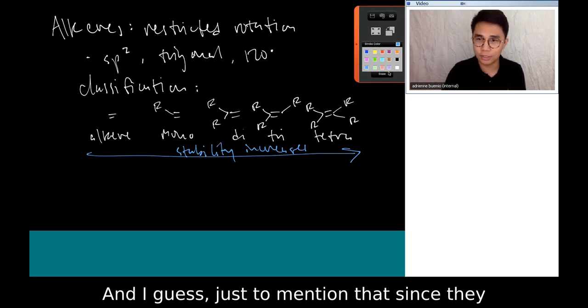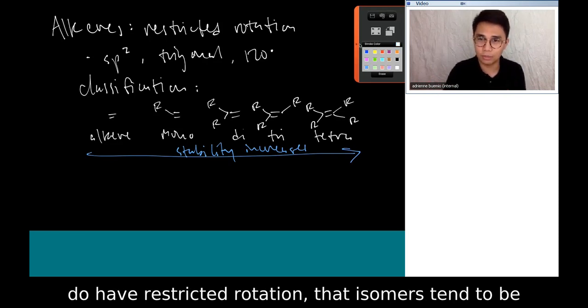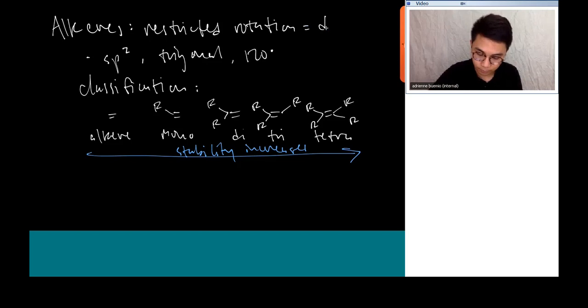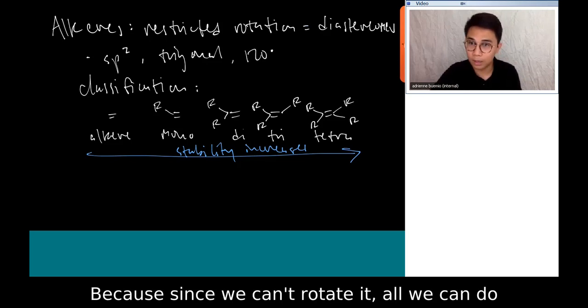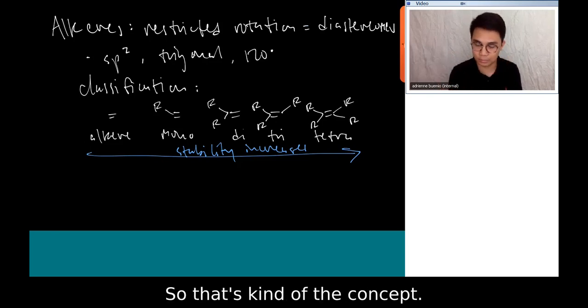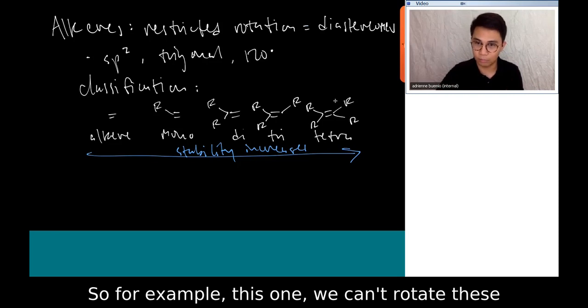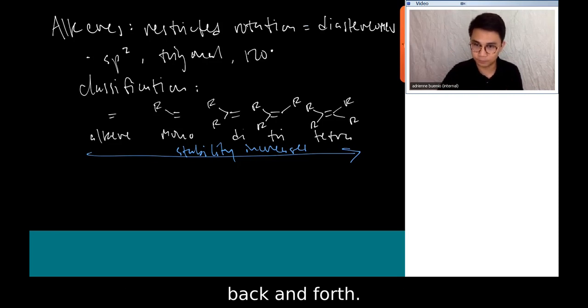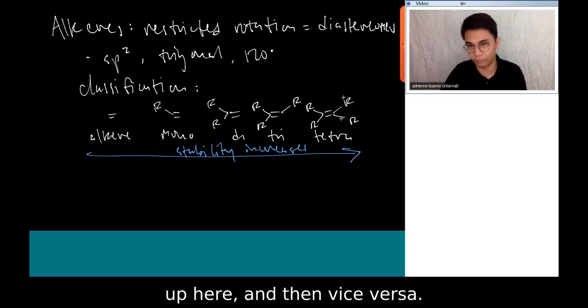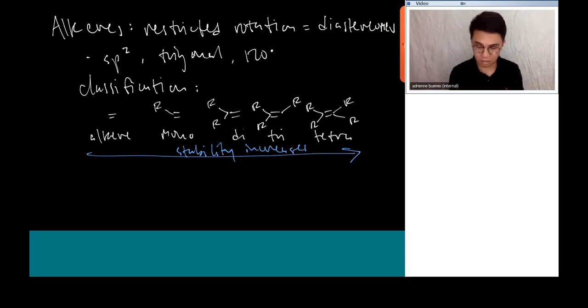And I guess just to mention that since they do have restricted rotation, isomers tend to be classified as diastereomers, because since we can't rotate it, all we can do is break it off and move it somewhere else, right? So that's kind of the concept. For example, with this one, we can't rotate these back and forth. We have to break this one apart and then move it up here, and then vice versa. So that's kind of it with that.